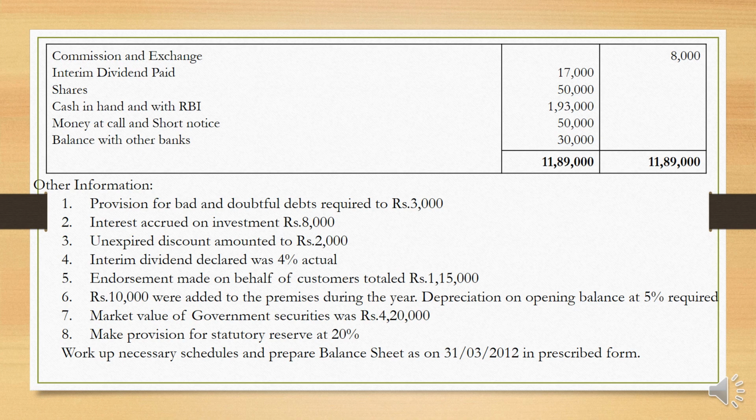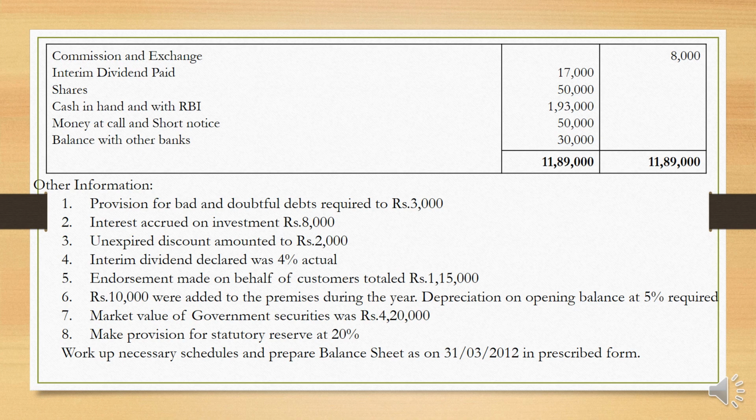On that, 4% means 20,000. So the actual dividend supposed to be paid is how much? 20,000. But the actual interim dividend paid is 17,000. That means 3,000 is yet to be paid. So that dividend which is not yet paid becomes a liability.